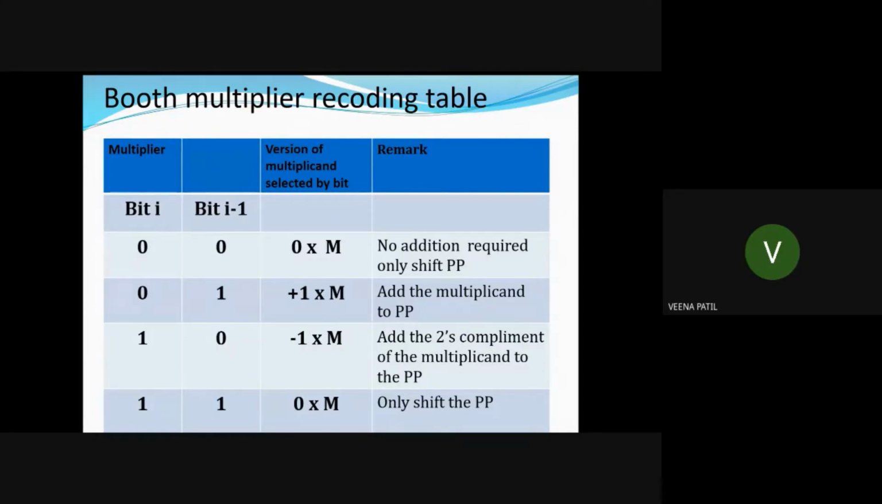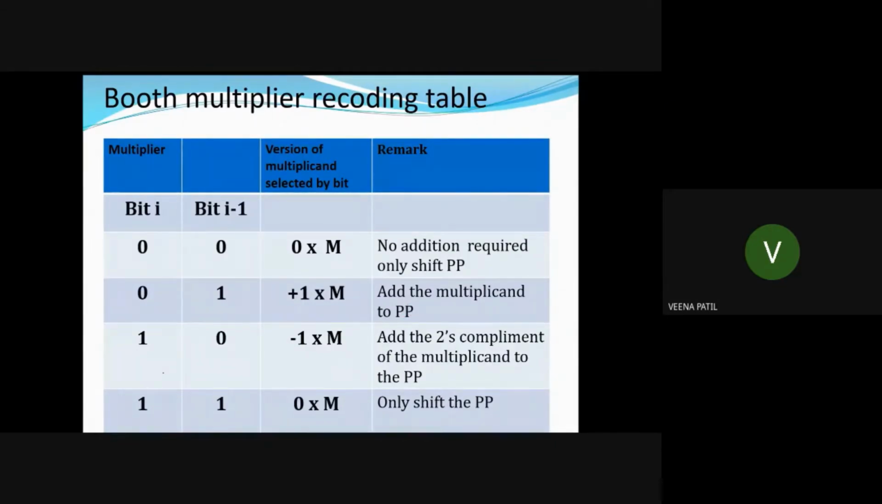If the bit i is 0 and i minus 1 is 1, you have to write as plus 1 into M. And what does it mean? It means add the multiplicand to the partial product.